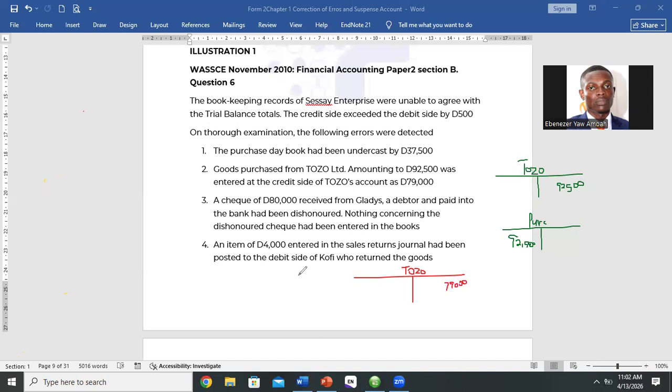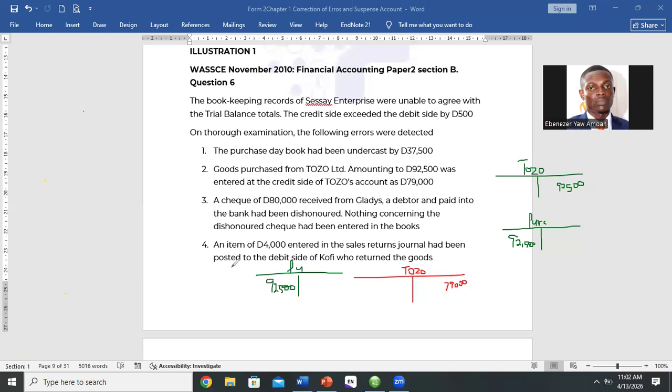So I'm using green pen. For the purchases, they did the right thing, 92,700. That's why the error did not mention anything about it. So if the error doesn't mention anything about the other account, don't go and worry yourself and bring it back. Okay. So now the error is in Tozo's account.